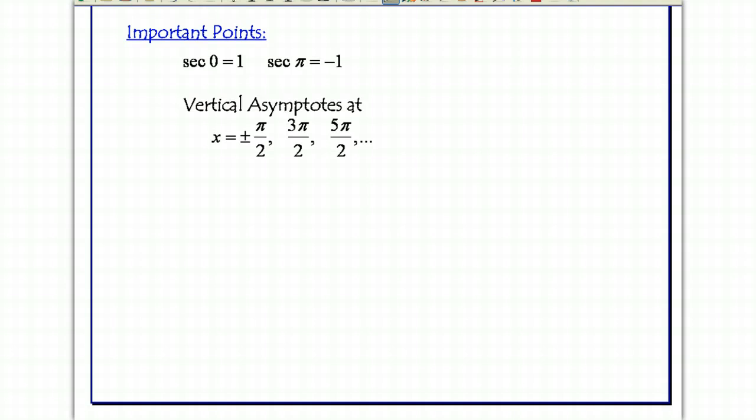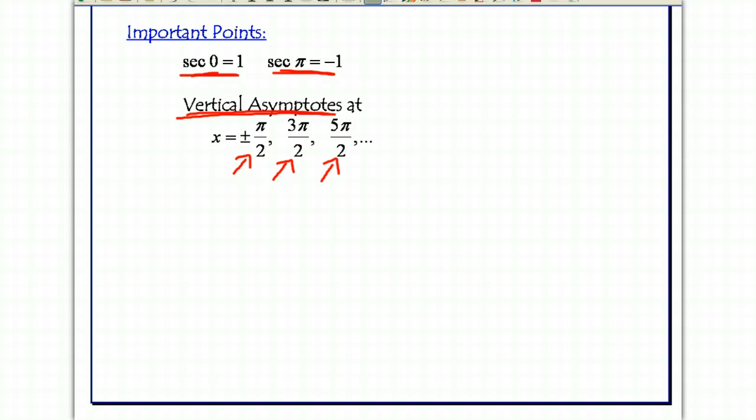Okay, a few things to remember with this, not quite as crucial as our cosine and sine graphs of key points, and I'll show you a shortcut in a minute. But things you should know: the secant of 0 was 1, pi was -1, and everywhere the cosine was 0, pi halves, 3 pi halves, 5 pi halves, you can't take the reciprocal, you get vertical asymptotes there. All right, that was secant.